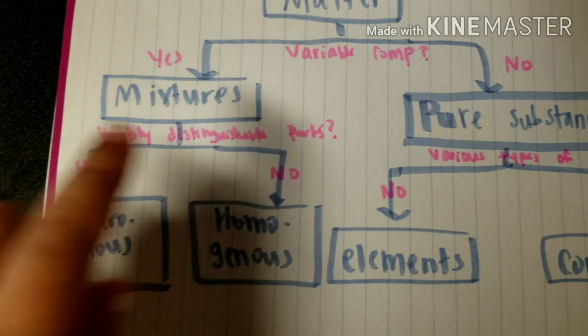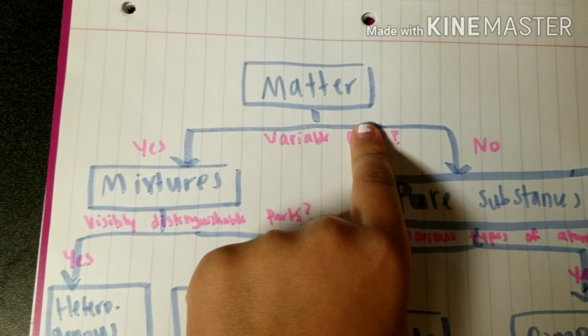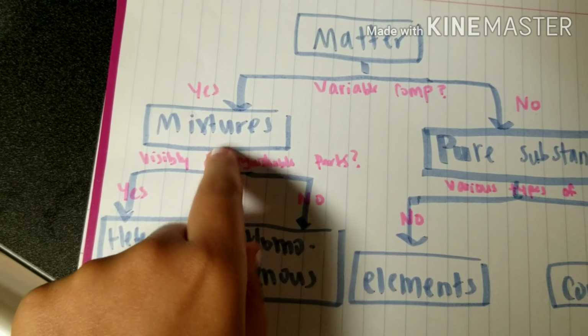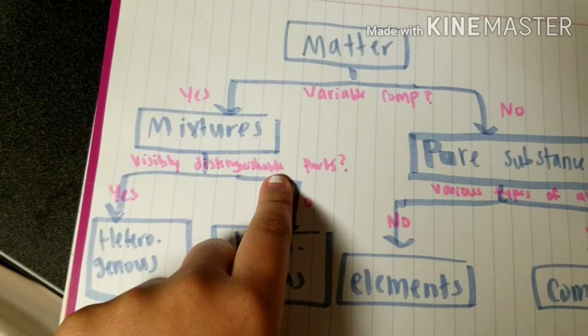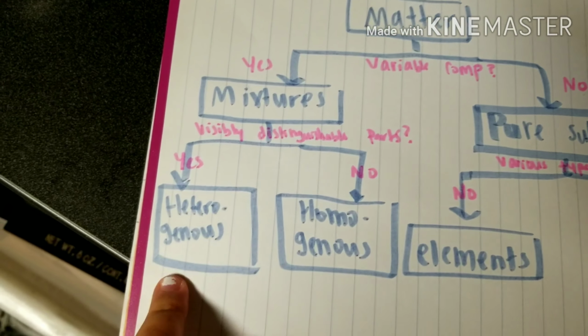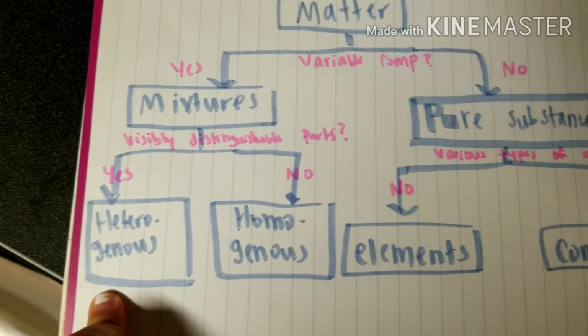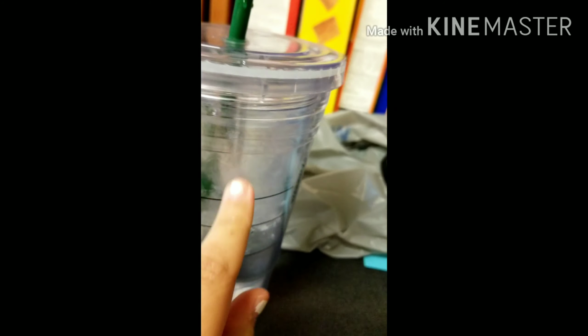Now moving on to mixtures, if there is a variable composition, you would move over here to mixtures. If there are visibly distinguishable parts, that would be a heterogeneous mixture, and I'll show you an example of that now. So a heterogeneous mixture could be this cup of water and ice. You can visibly distinguish the ice in there, you can hear it as well, and then the water, and so you can see those different parts in there, the solid and the liquid.